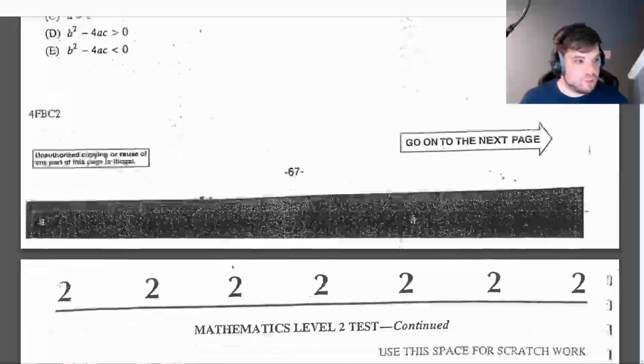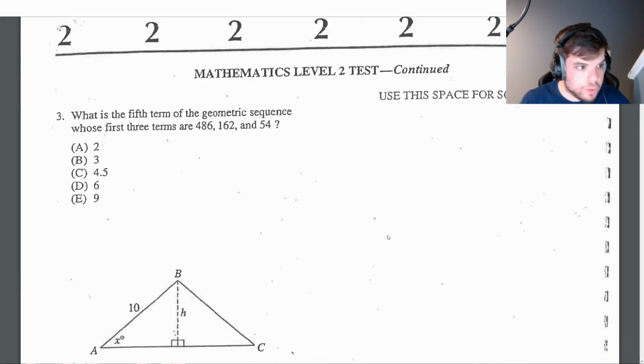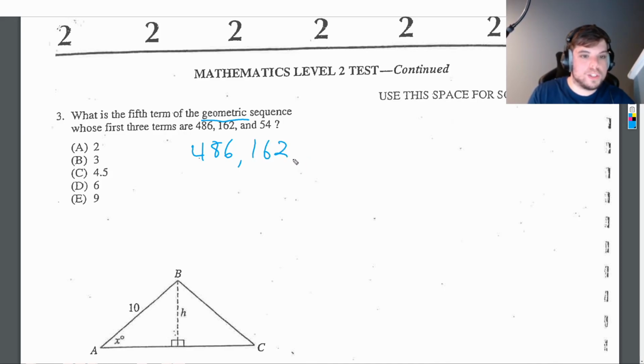Okay, so let's scroll on down to number 3. Looks like we can't get 3 and 4 on the same page, so we'll do that. What is the 5th term of a geometric sequence whose first 3 terms are 486, 162, and 54? What is a geometric sequence? A geometric sequence is a sequence of numbers where the common ratio between those numbers is a multiplicative ratio. And it's common between all of the numbers. So first number is 486, the second number is 162, and the third number is 54.